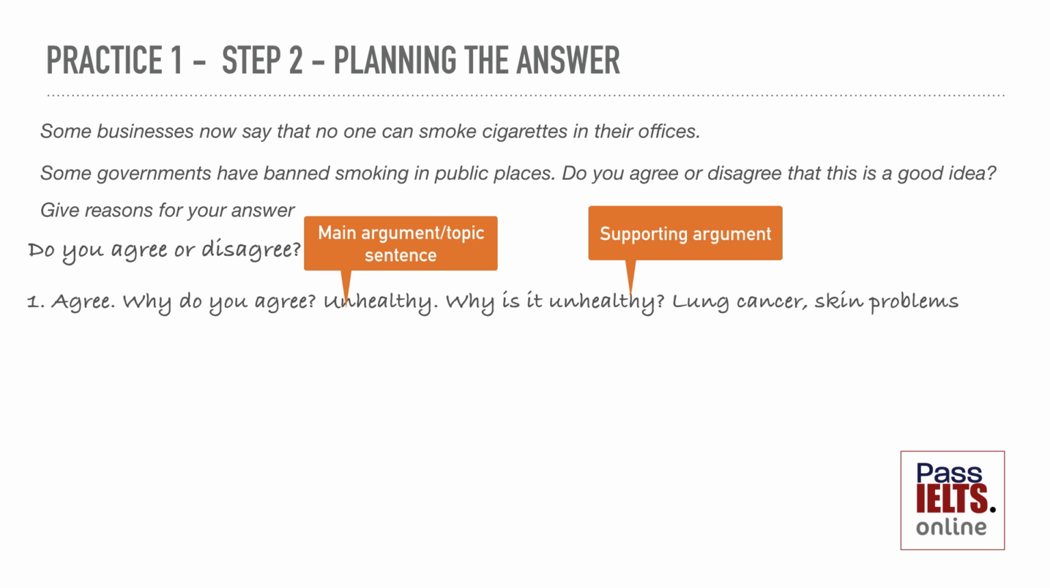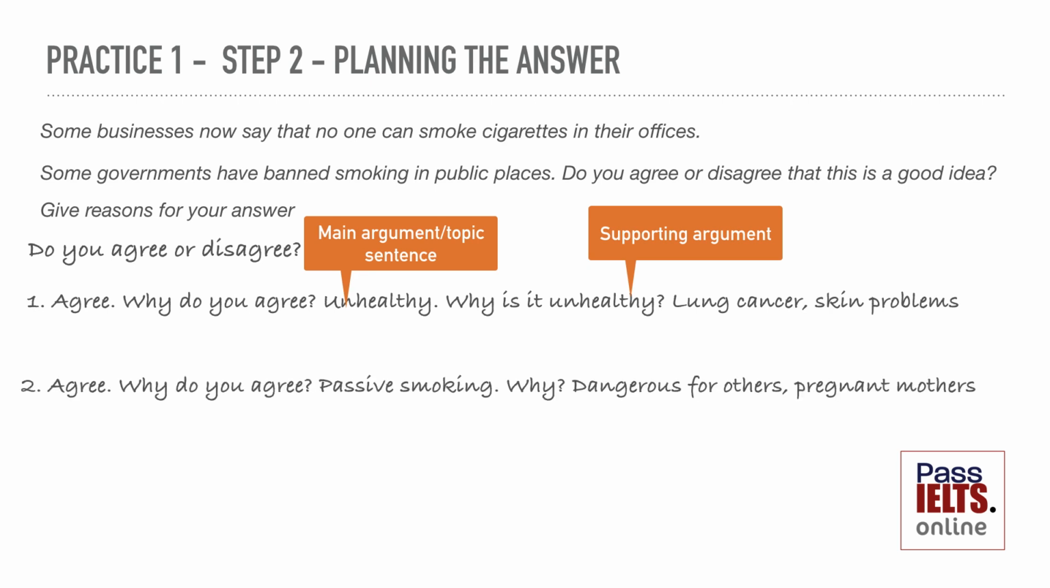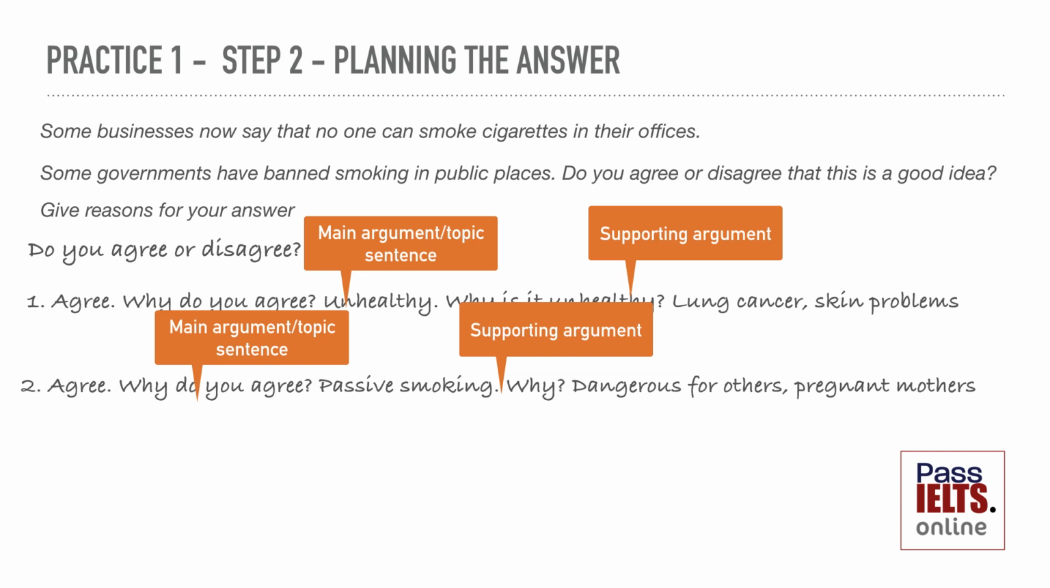The second paragraph, the writer also agrees again. And then we can ask ourselves, why do you agree? And the second reason they are giving is passive smoking. So the second main argument is passive smoking. Why is passive smoking a problem? And they're saying because it is dangerous for others, for example, pregnant mothers.